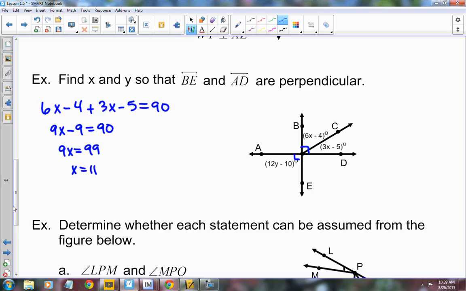Okay? So if x is 11, we'll get a right angle here. What's going to have to be true about this angle here, this 12y minus 10? What's it going to have to be equal to? It's going to have to be equal to 90. So 12y minus 10 has to be equal to 90.